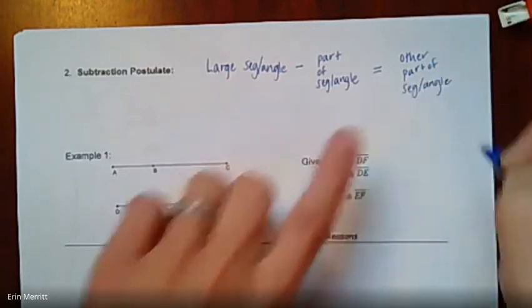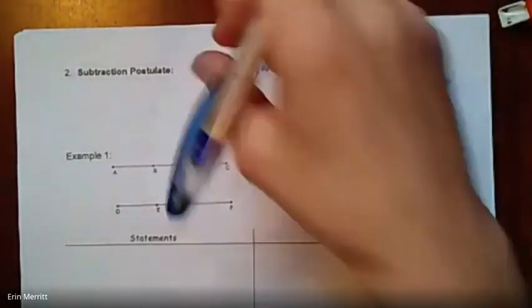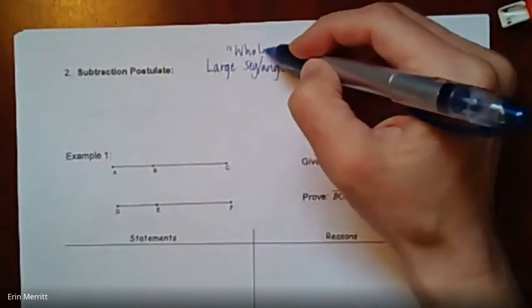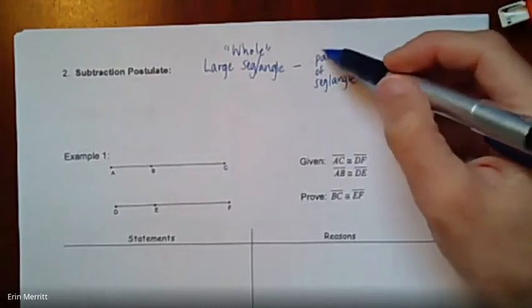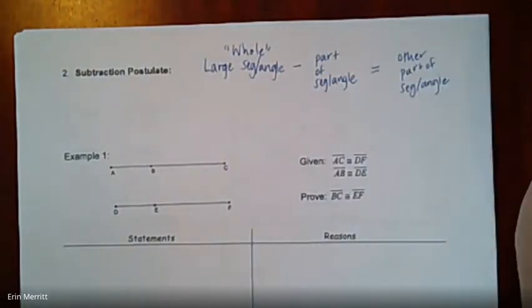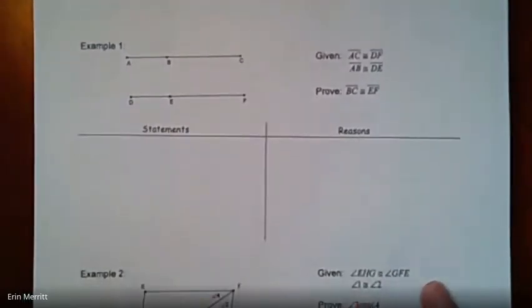So even though it's a really weird generic way to say it, how I want you to think of it: how do I know that it's subtraction? If I'm starting with the whole thing. So when I say the large segment or angle, or I can think of this as the whole segment or angle, and then I subtract just part of it and I'm left with another small little piece, that's how you know what's going on. All right, so the first example is a really clear way to show that.